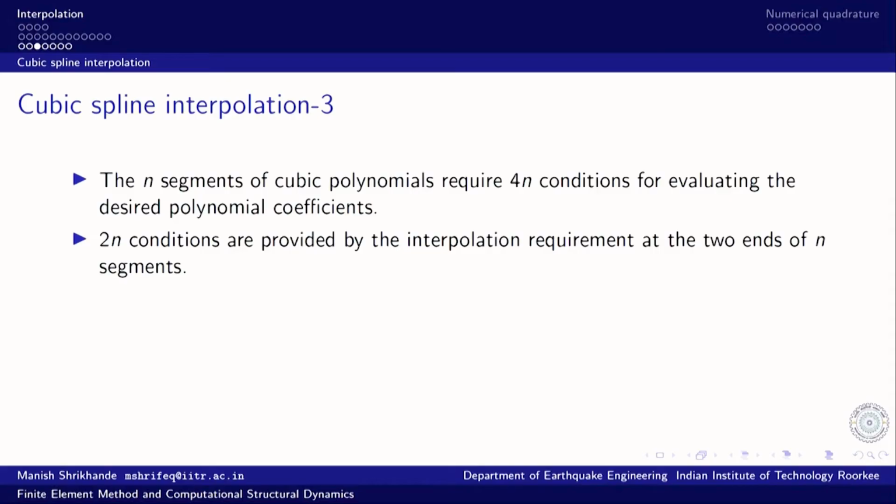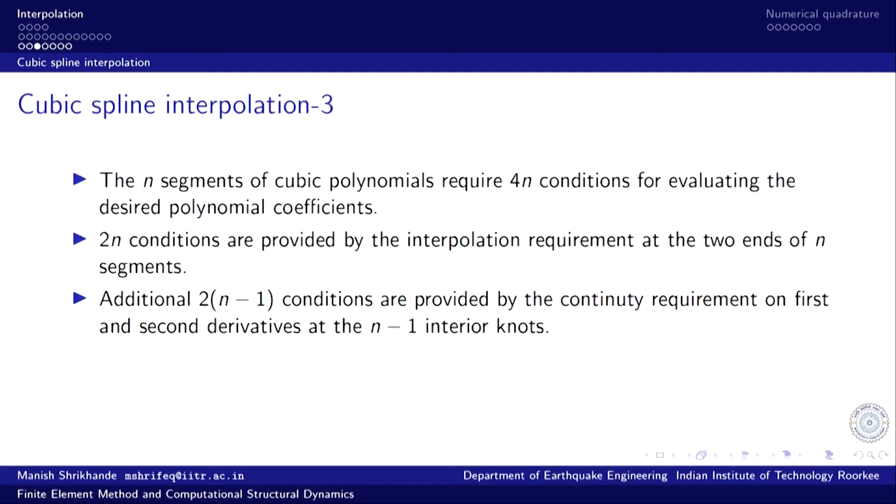So, 2n conditions are provided by the interpolation requirements at the 2 ends of the n segments, right. Each segment is defined by 2 ends, and there are conditions at each end. So, there are 2n conditions in all. The function value approximation has to agree with the specified function value.